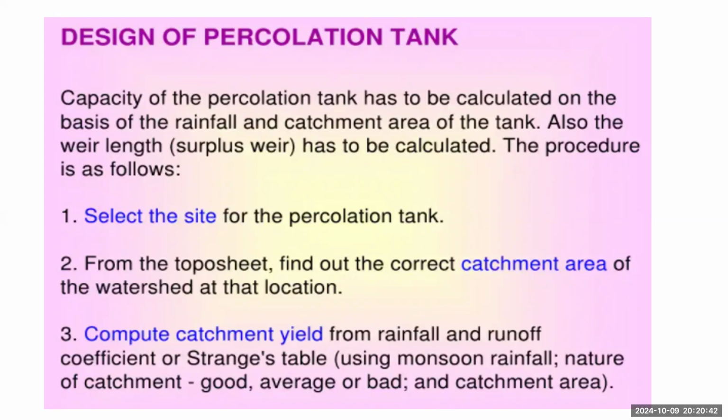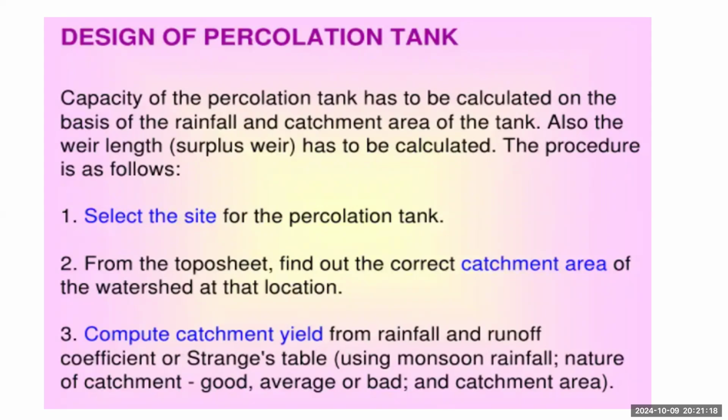Now, for planning of the percolation tank, at first the yield of the catchment is worked out. We have studied units 1, 2, and 3, and now we know how the yield of the catchment is worked out. Yield of the catchment means what? Yield of the catchment is nothing but runoff. So how much runoff is generated from that catchment in a year? In that case, it is worked out how many times this created reservoir will be filled.